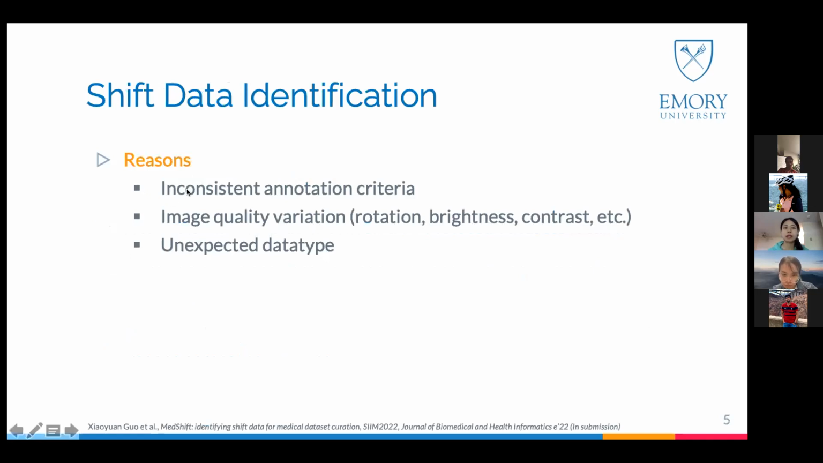So why do we want to do shift data identification, which is to detect the underrepresented data and noisy data? The reasons are, first, we may have inconsistent annotation criteria across different sources. Then the image quality can vary a lot. Maybe they have different rotations, different brightnesses, different image contrast. Those may affect the deep learning models' performance. And then we may also have some unexpected data types, which are totally outliers or something else we want to exclude from the dataset. So that's why we want to detect the shift data.